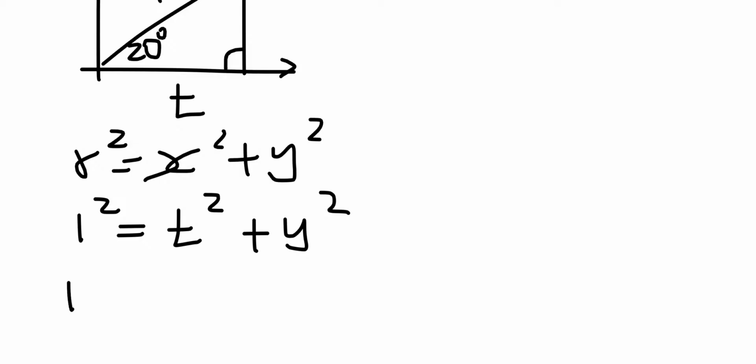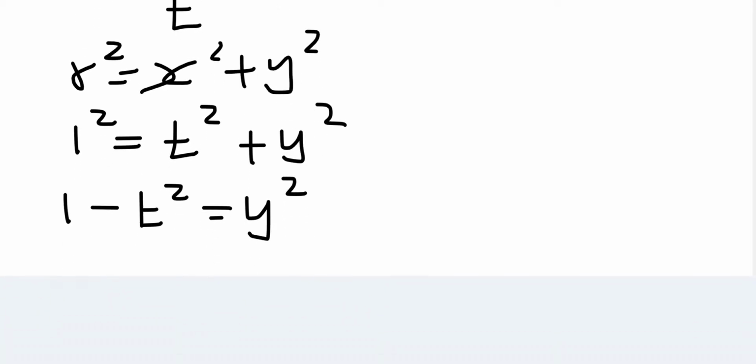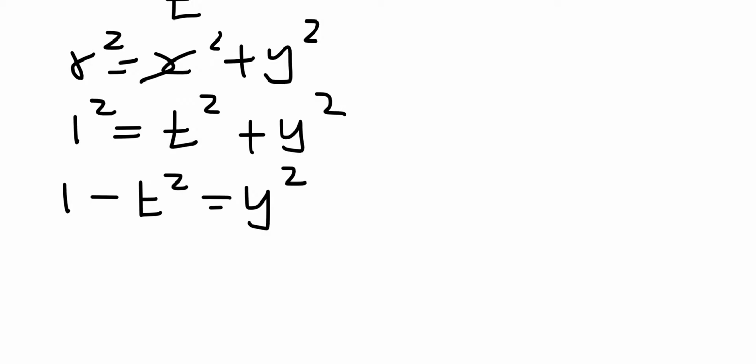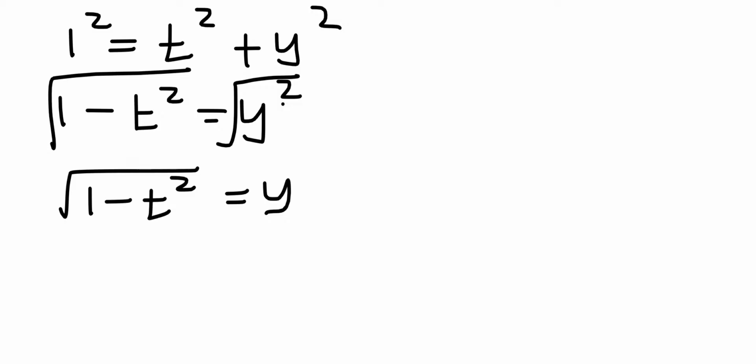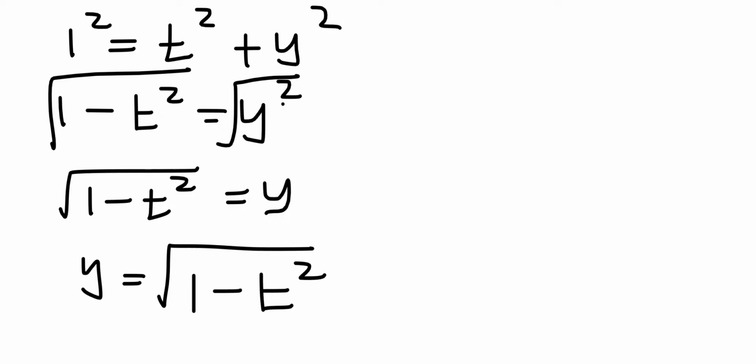So 1 squared is definitely 1. We take t squared to the other side, so it changes sign and becomes a minus. The last step is to square root both sides, so that we remove the squared. So it ends up being the square root of 1 minus t squared, which equals y. So y equals the square root of 1 minus t squared.